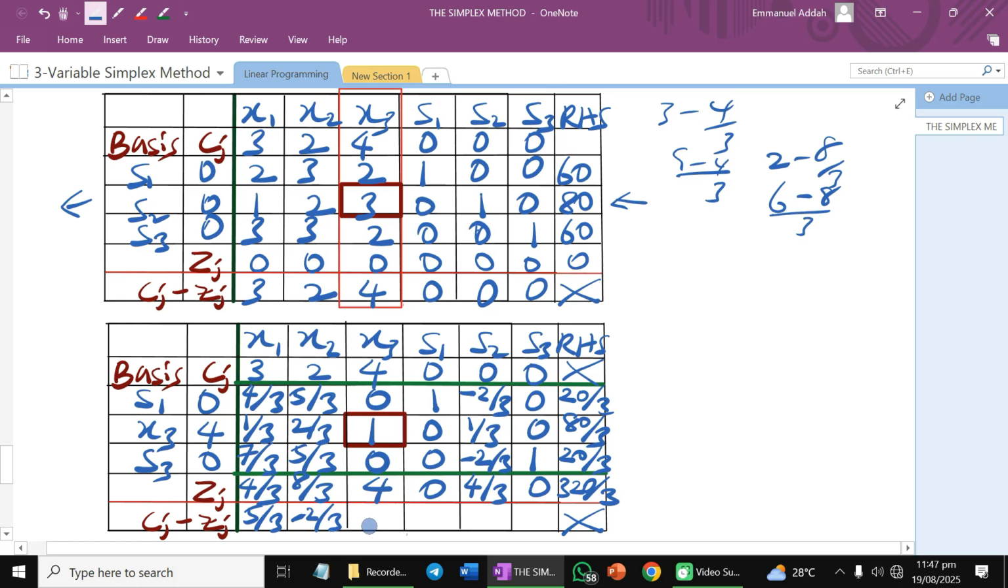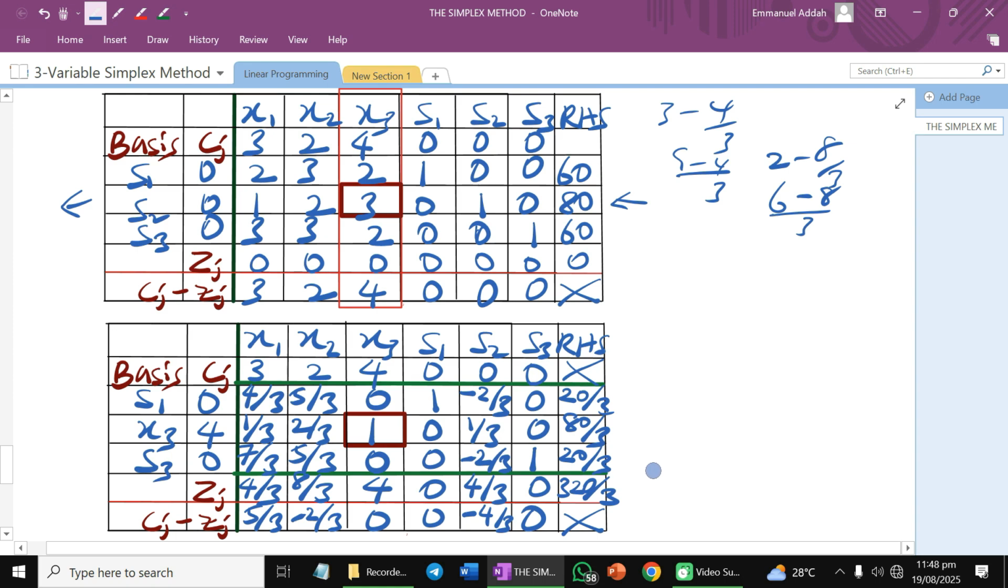Minus 2 over 3. The next one, we come here. For the Cj minus Zj row, 4 minus 4, that's 0. 0 minus 0, that's 0. We come here, 0 minus 4 over 3, that will be minus 4 over 3. Okay? And the next one, we have 0 minus 0 is 0. Okay, that's it.